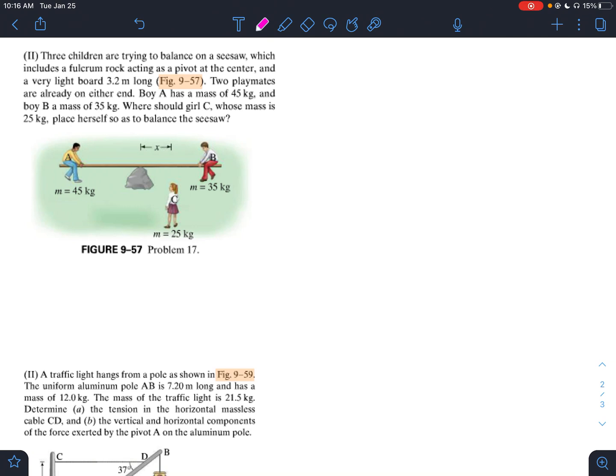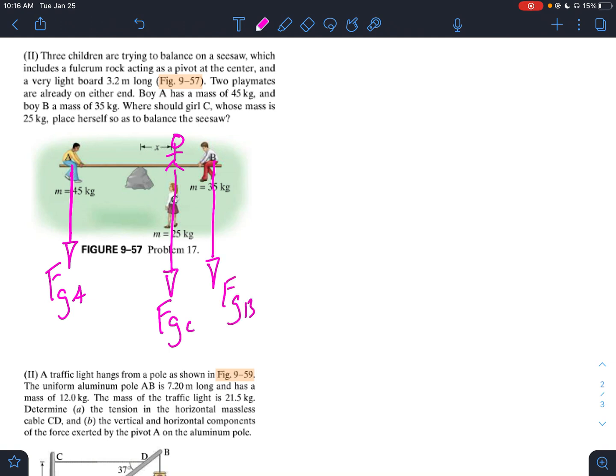So we're going to put them here. We're going to have a force caused by child A, which in turn is going to cause a torque. We're going to put child C here, and then child B. So I identified the forces. And if this is my axis of rotation, that rock, my net torque equation would look like this. The torque from A would equal the sum of the torques, we'll put C plus B.